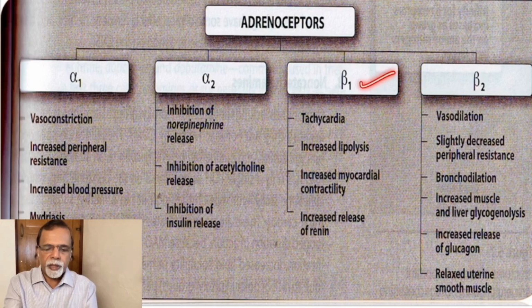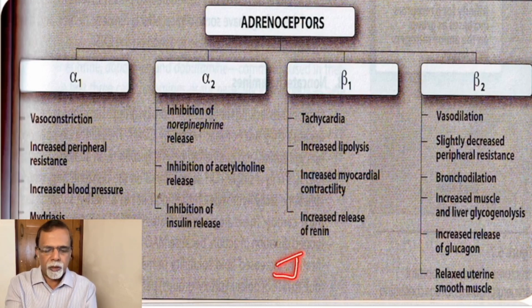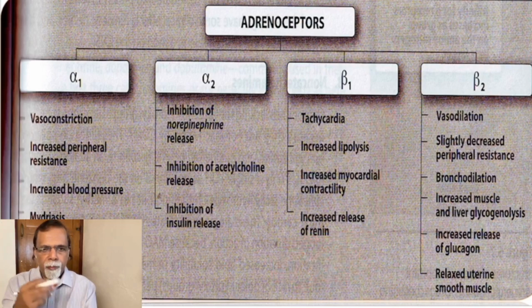Beta 1 already mentioned, it is active on the heart, it increases tachycardia, that is the heart rate is increased, and increases the myocardial contractility. These are the two important things you remember. Tachycardia, increased myocardial contraction, and it increases the release of renin from the juxtaglomerular apparatus. So beta 1 stimulation is mainly for blood pressure, facilitates the blood pressure maintenance, cardiac activity, increases the heart rate, force of contraction.